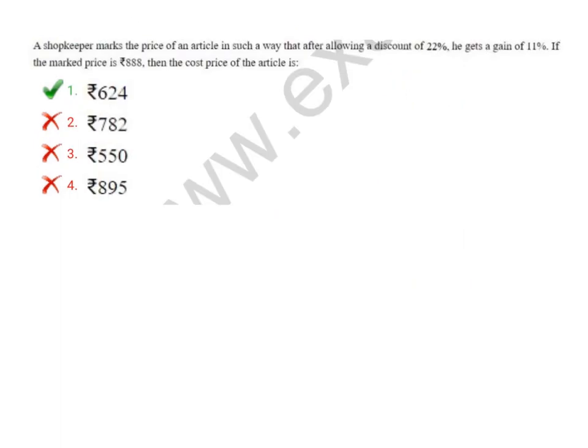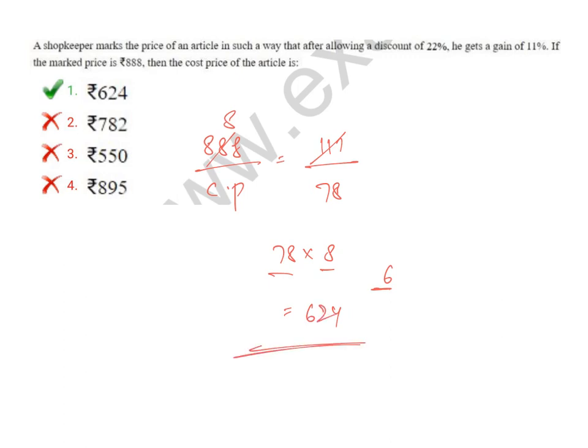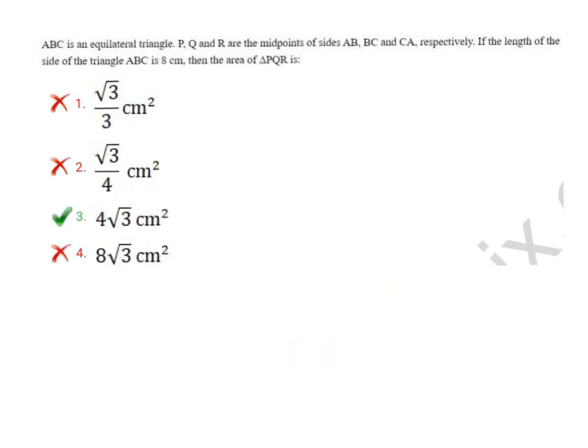Next, a shopkeeper makes the price of an article in such a way that after allowing a discount of 22%, he gains 11%. Marked price is 888. We know marked price by cost price is equal to 100 plus profit by 100 minus discount, 78. So 8 ones are 8. Therefore 78 into 8. 8 eights are 64, 8 sevens are 56 plus 6, 62. So 624.